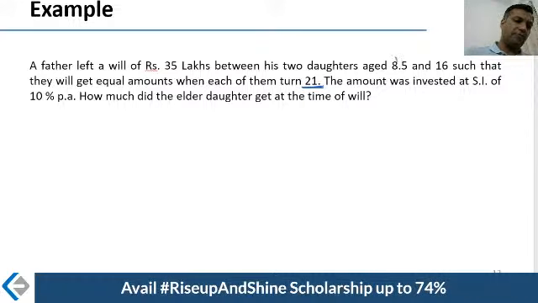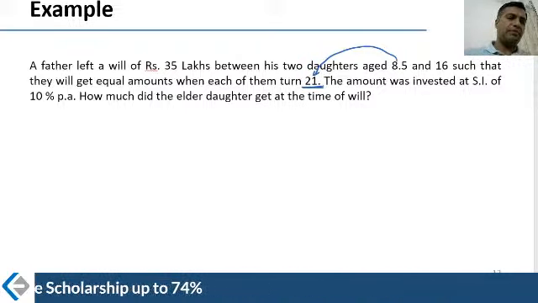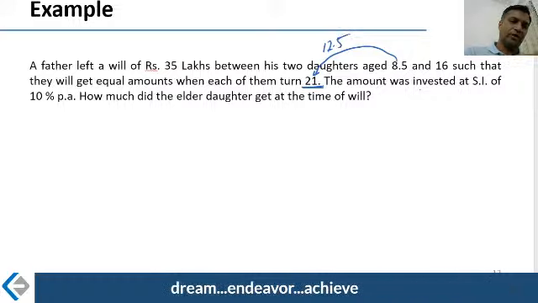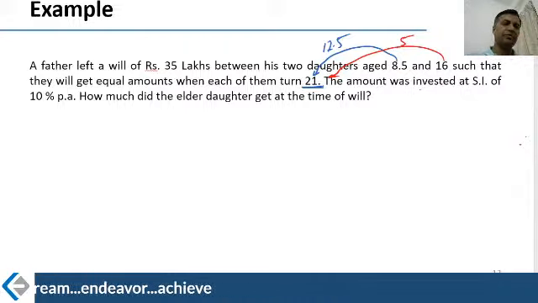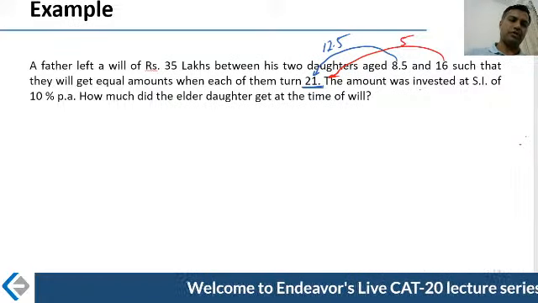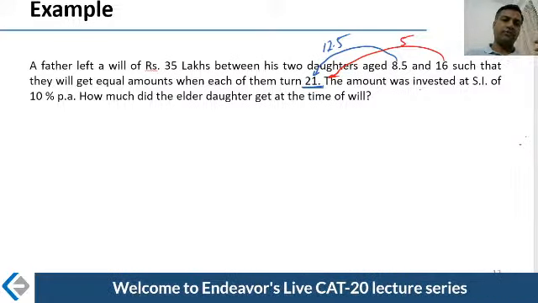Okay, what is the time gap for the first child? What is the time gap for the younger child? Well, the younger child, now 8.5 to 21, has 12.5 years at hand. The other one, the older one, 16 to 21. What is the time at hand? 5 years. All right, one person will attain 21 years after 12.5 years from now. The other person would attain 21 years after 5 years from now.